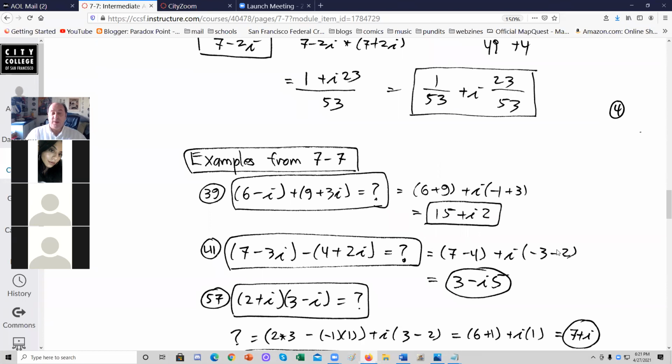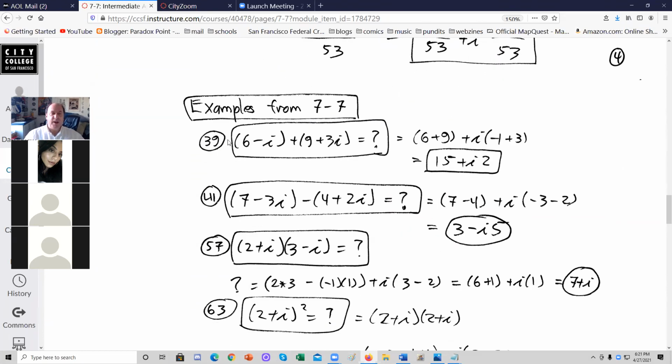So we have examples from the book. 6 minus I times 9 plus 3i. Well, we have the real parts, 6 plus 9. You have the imaginary parts, minus I plus 3i is I times minus 1 plus 3. So 6 plus 9 is 15 plus I times 2. Here we subtract real and imaginary parts. 7 minus 4 is 3. Negative 3 minus negative 2 is negative 5. So 3 minus I times 5.